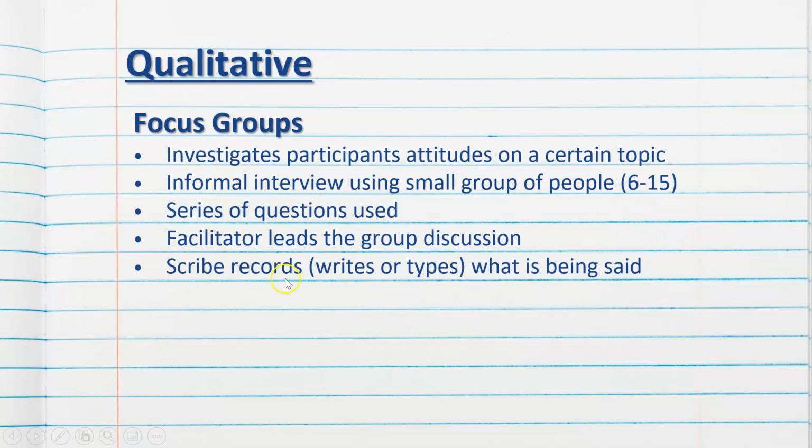There's usually also a scribe that records, so either writes down or types up what is being said. In the real world of psychology, sometimes it's actually video recorded or tape recorded. There are some ethical concerns there with confidentiality. So it's typical when we do it at school that someone will write it down or type it up. But it can obviously be recorded just for convenience sake in the real world by a tape recorder or video.